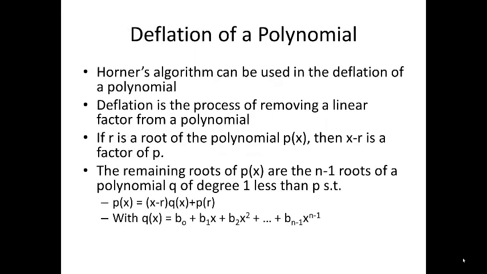In addition, Horner's algorithm can be used in the deflation of a polynomial. Deflation is the process of removing a linear factor from the polynomial. If r is the root of the polynomial p of x, then x minus r is a factor of p. And the remaining roots of p of x are the n minus 1 roots of the polynomial q that we get when we factor out x minus r, of degree 1 less than p, such that p of x is equal to x minus r times q of x plus p of r. And q of x will be a polynomial of degree n minus 1 with coefficients b sub i, as you can see in that last bullet point.